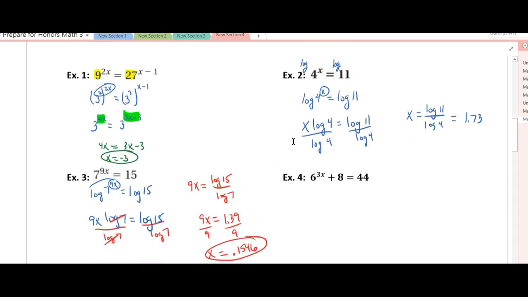Now, ultimately, anytime you look and you can get your bases written as the same base, you're better off using that, okay?